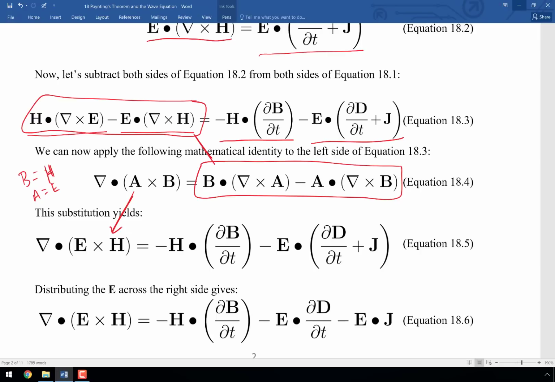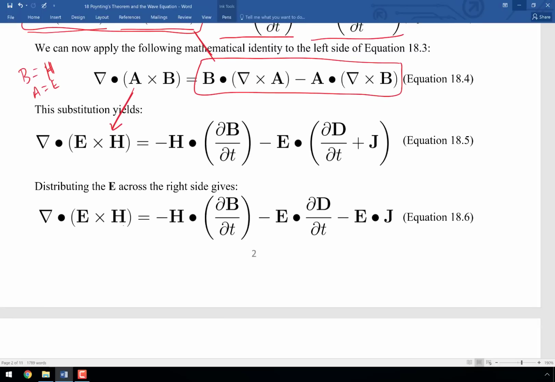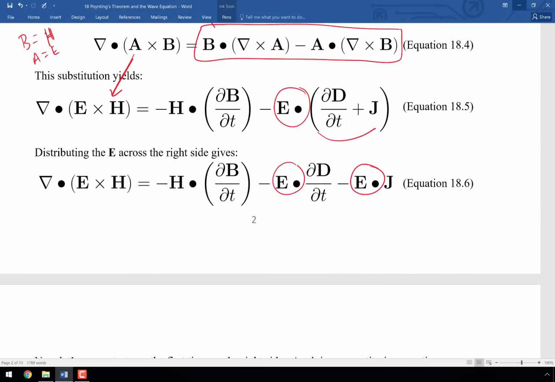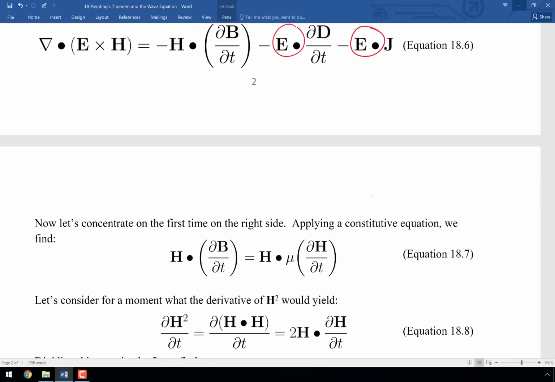So it becomes the divergence of A cross B, since A is E and B is H, becomes the divergence of E cross H. And the right-hand side really remains unchanged in equation 18.5. I'm going to distribute E across the right side. So remember that here I have an E that's being dotted with 2 terms. I'm just distributing that E across the 2 terms. No other changes are occurring there. I'm trying to show very detailed steps here so that you can easily see the derivation of Poynting's theorem.